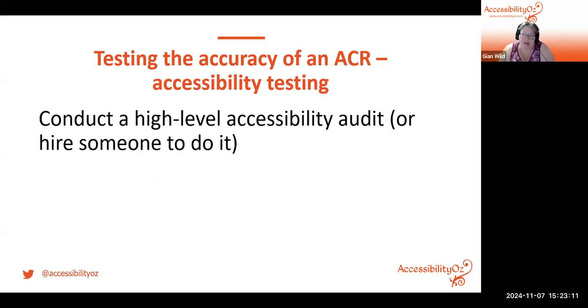Another thing that you can do is conduct a high-level accessibility audit or hire someone to do it. We have done a number of these things, and it shouldn't fall to people purchasing the product to actually do accessibility audits and pay for them. But we have been involved in that a number of times. And that way you can find all the accessibility issues and you can pass them over to the vendor and say, hey, what are you doing about this?